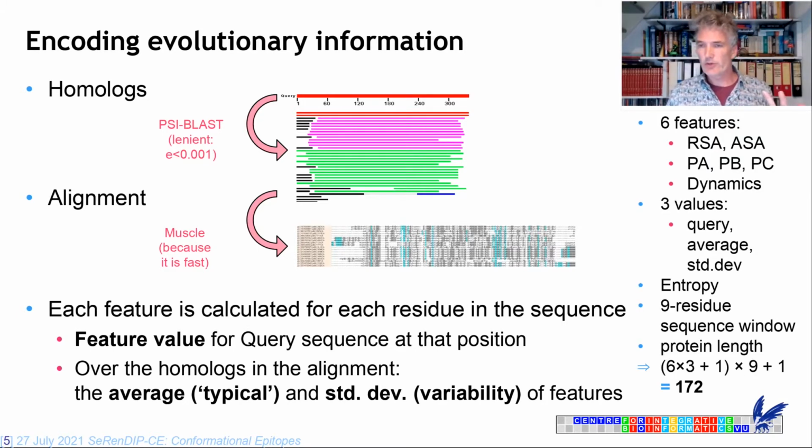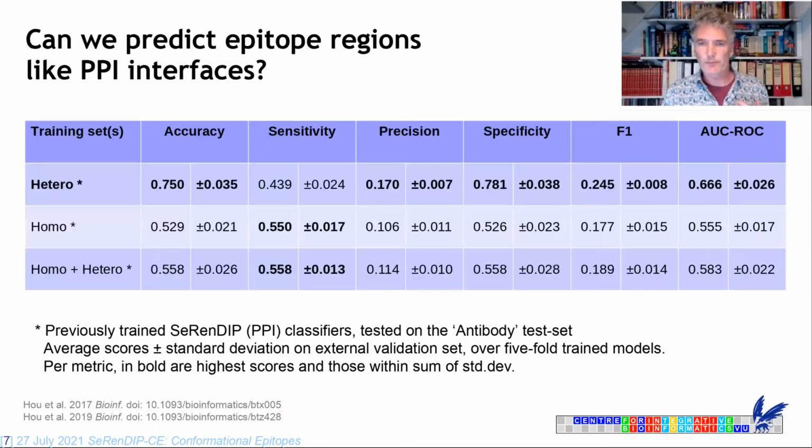So there's 6 features with 3 values each. And then we have the entropy, which is calculated once for each alignment column. Then we have the 9-residue sequence window and protein length, which add up to 172 features that we use as input for the random forest model.